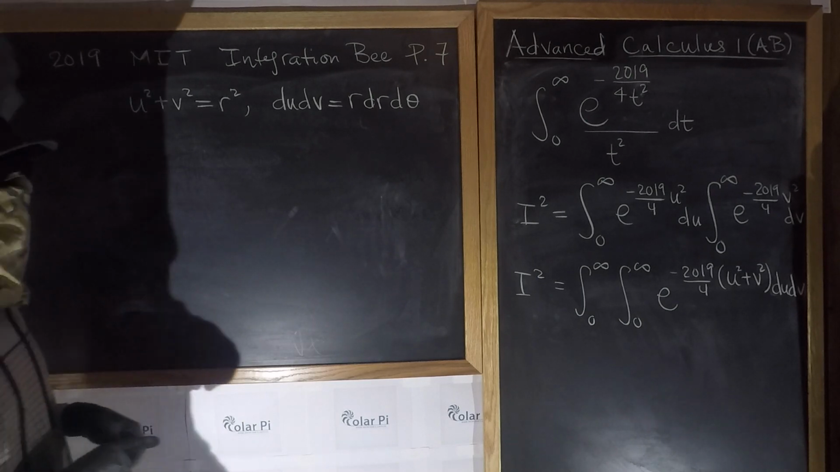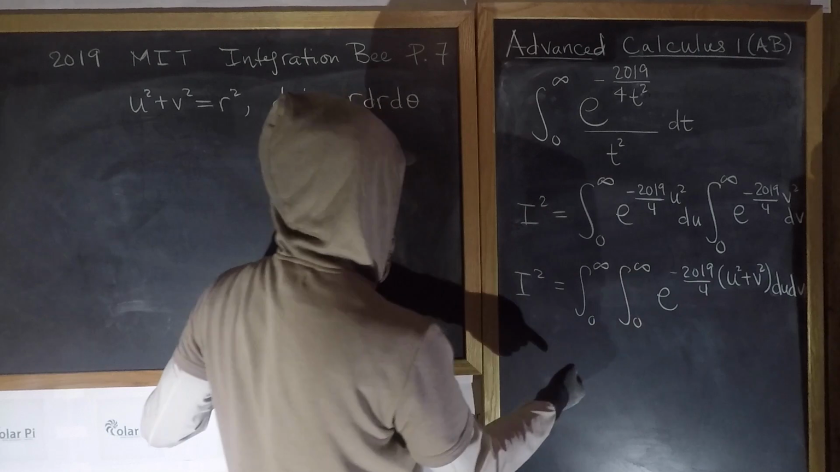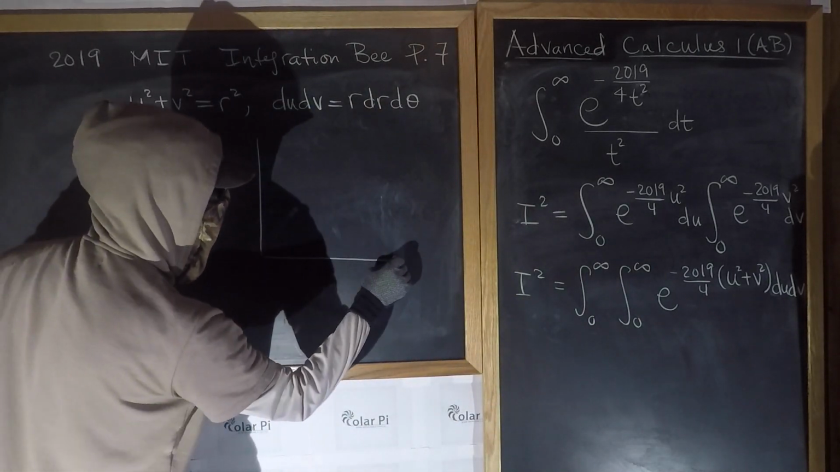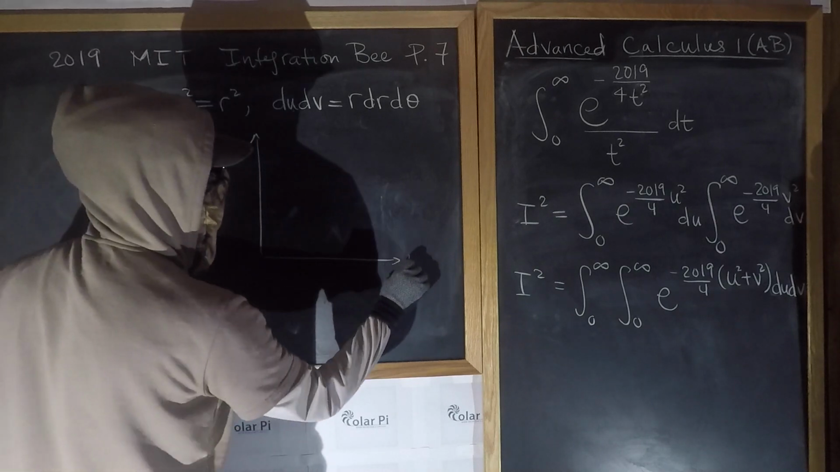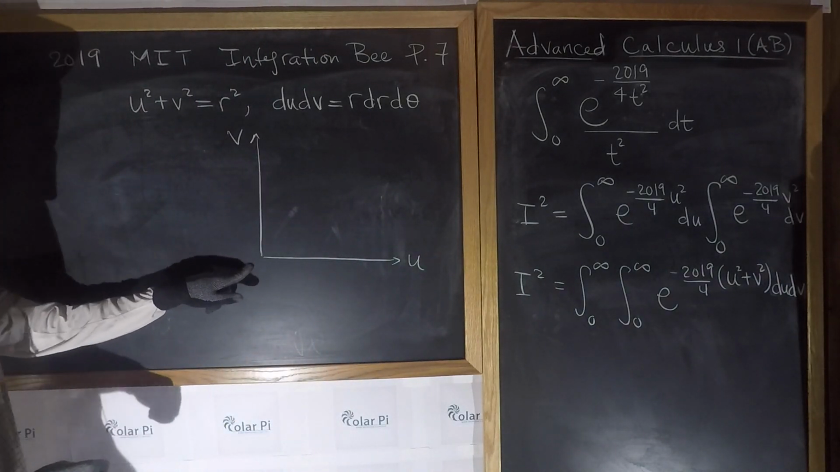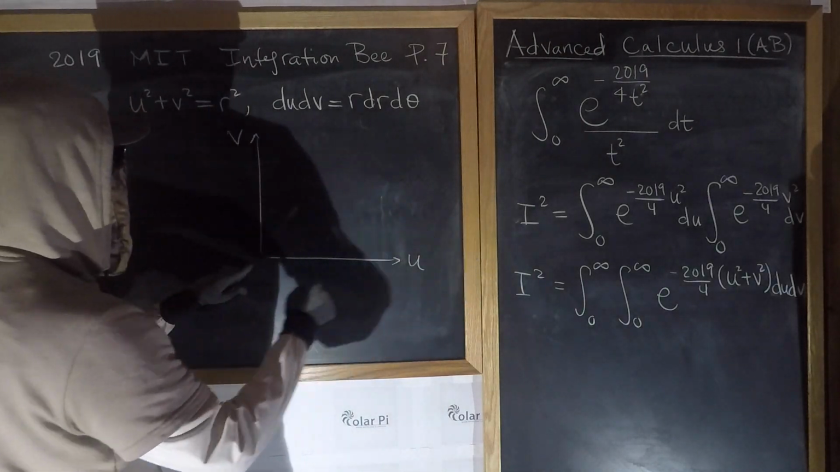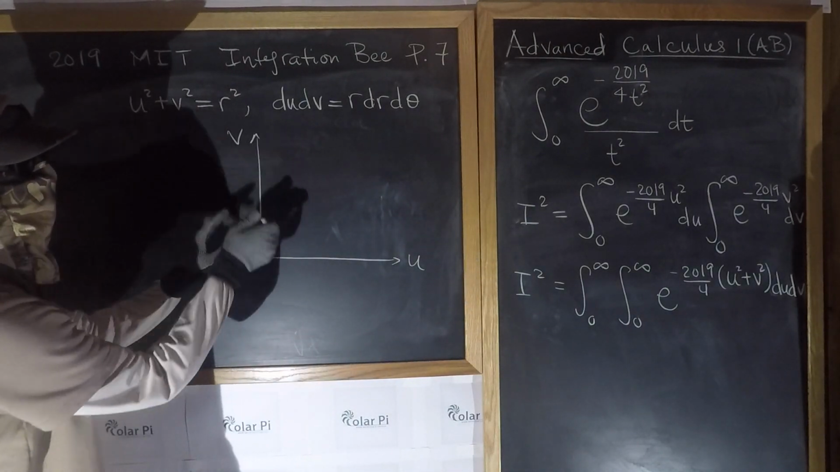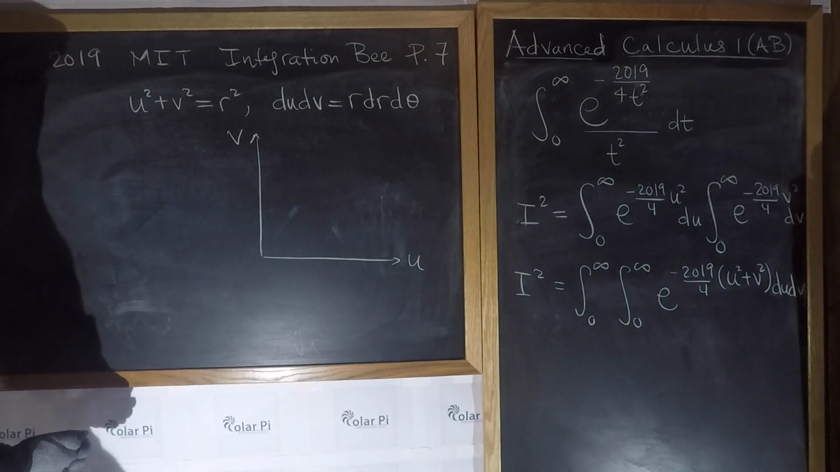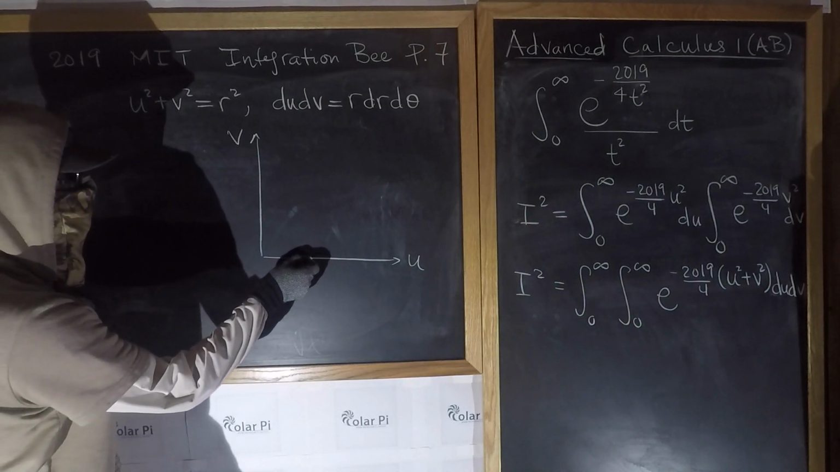Then we have to worry about the limits. If this is the u axis and this is the v axis, u is going from 0 to infinity and v is going from 0 to infinity. So we're talking about this first quadrant. Okay, so in polar coordinates, this first quadrant is this, right?